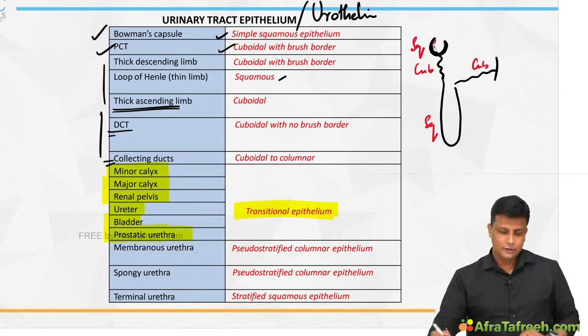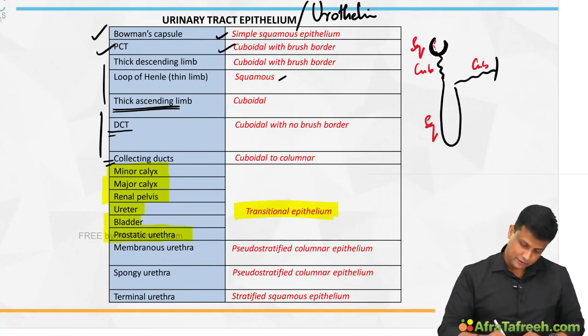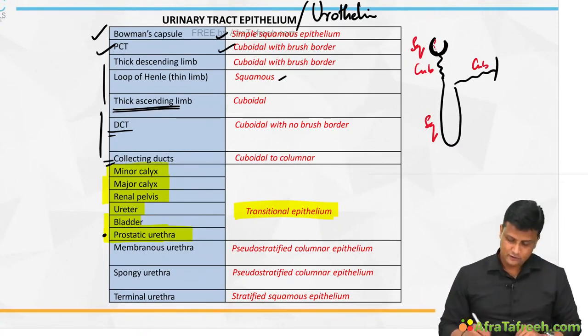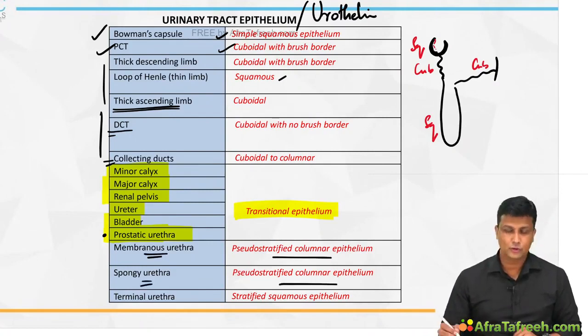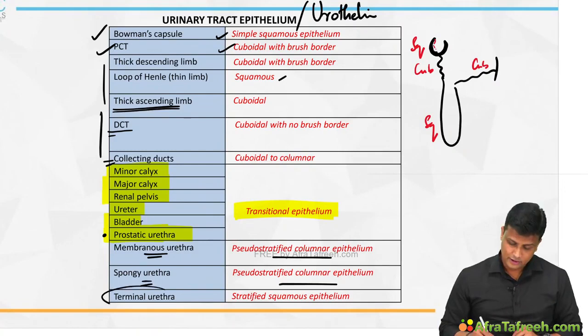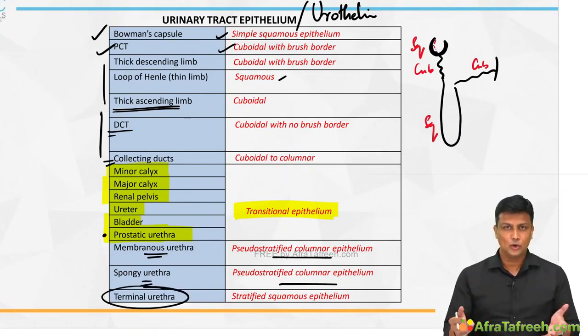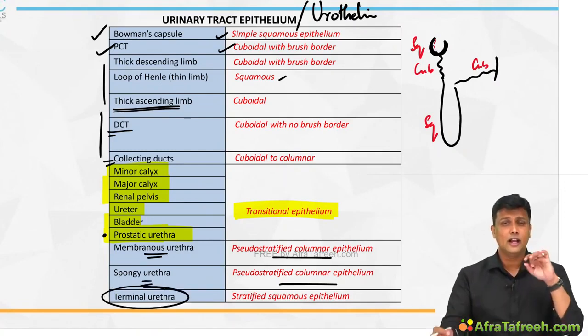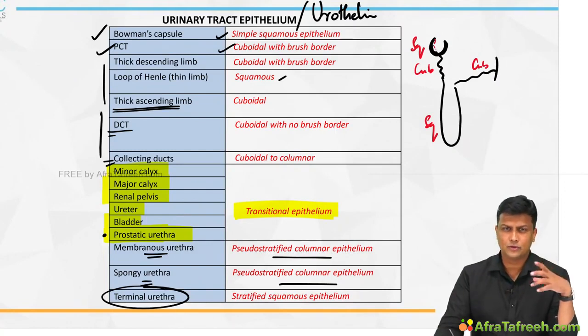The urethra in males is divided into three parts: prostatic, membranous, and penile urethra or spongy urethra. So the prostatic urethra is transitional. Then the membranous urethra will have pseudo-stratified columnar epithelium. Even the spongy urethra will have pseudo-stratified columnar epithelium. But the terminal urethra, as I told you, the last part of the urethra, which is going to open into the glans penis, and from there it comes to the surface.